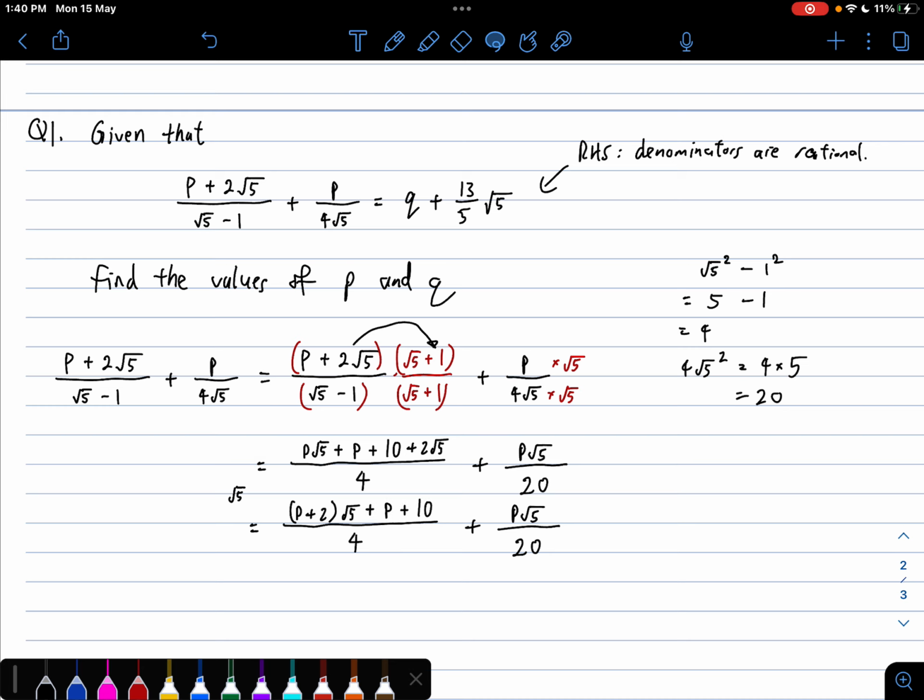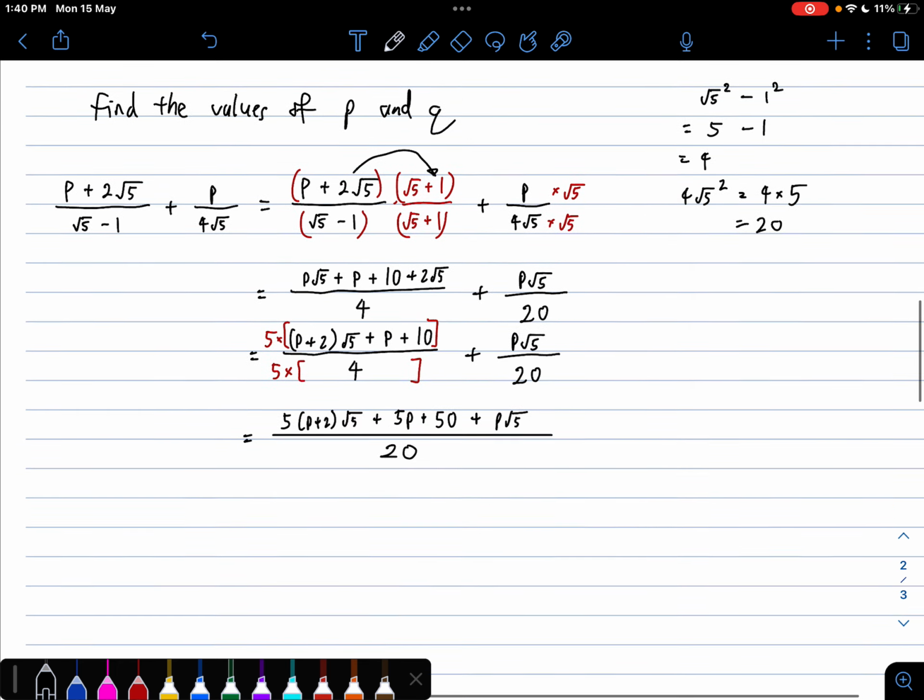Okay, good. Then you proceed to multiply top and bottom by, in this case, 5, right? 5 to the entire numerator, 5 to the entire denominator, which is just a 4. So that you can get 4 times 5, 20. So now that the denominators are both 20, you can combine into one single fraction with the single denominator 20. Then you multiply the 5 into the square brackets. So let's just do that. 5 times of p plus 2 root 5 plus 5 times of p plus 5 times of 10. Okay, and then you plus a p root 5.